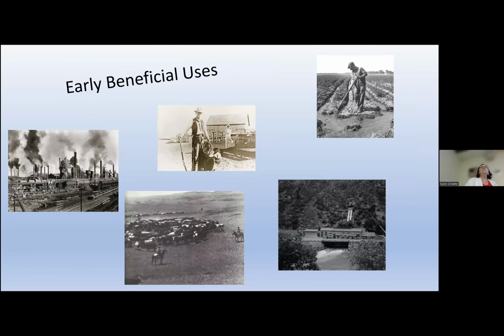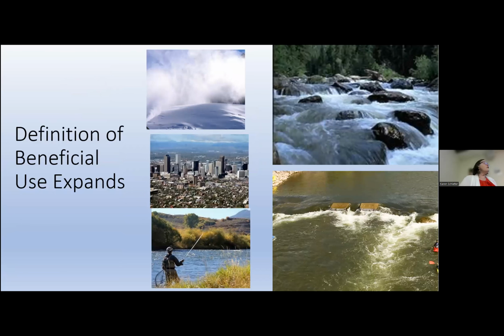Beneficial use, the term evolved. Originally, beneficial uses were cows, farms, industry, irrigation, and power plant. That's an old power plant there on the Colorado River. That wasn't meeting society's needs. And so we have evolved to also include beneficial uses as, of course, large municipalities, and they have some special rules they get with respect to that.